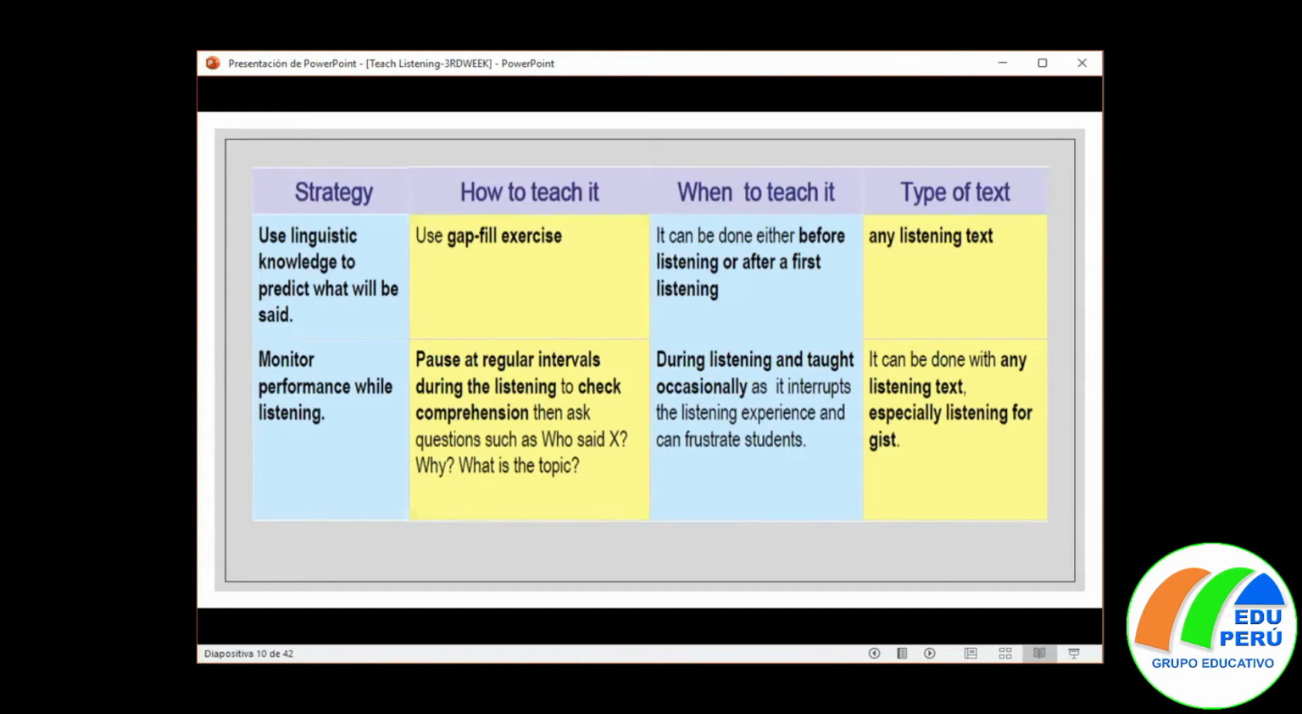Remember, to monitor performance. Type of test. It can be done with any listening test, especially listening for gist. This is to identify main ideas, no? Listening for gist, main ideas, principal ideas, all right? So this is another strategy, to monitor performance while listening.